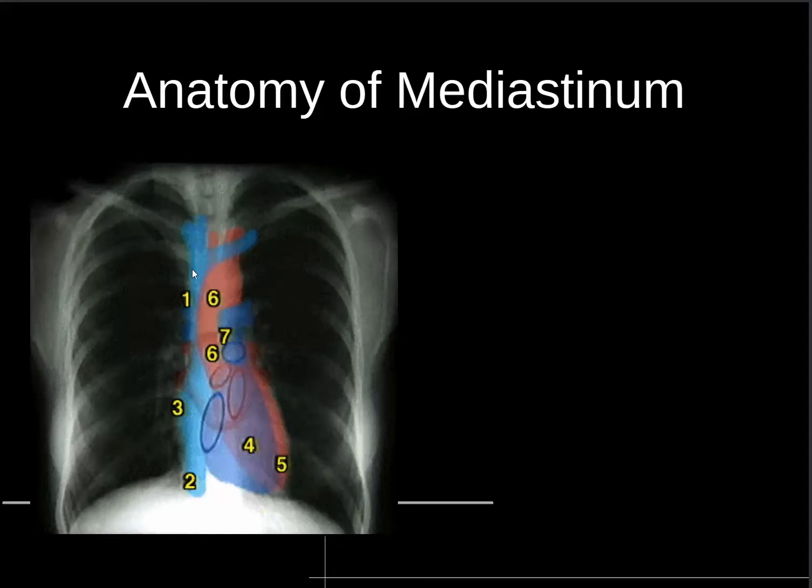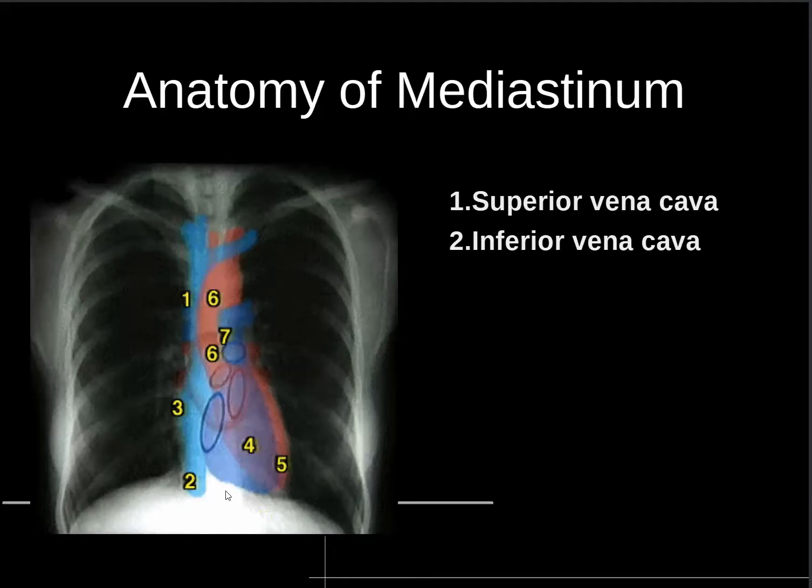It goes to the right side of the heart. It continues downwards. It is actually the superior vena cava. 2 is the inferior vena cava, which connects to it. So what comes between them? The superior vena cava and the inferior vena cava. Well, between them comes the right atrium. They drain into the right atrium.